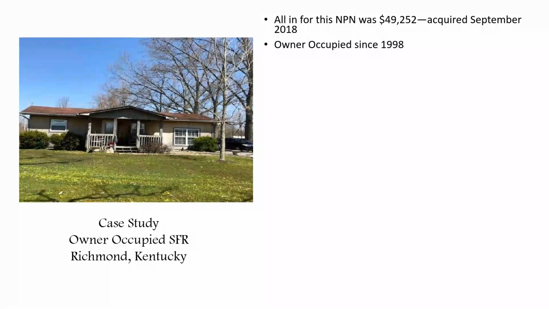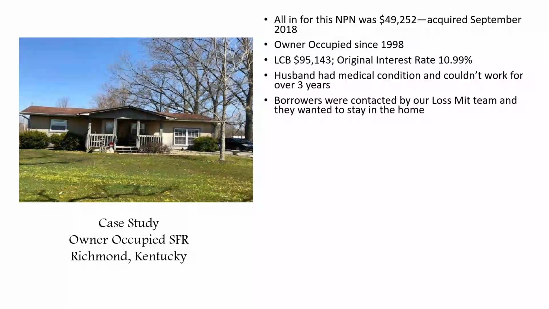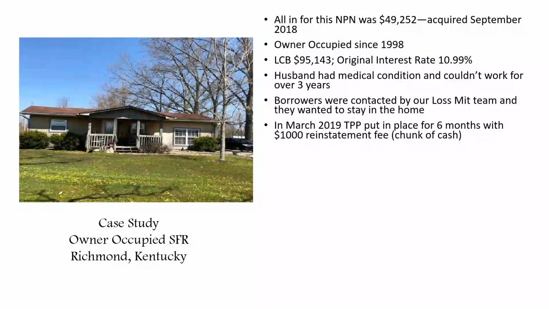Good due diligence showed me that I had a feeling that these people wanted to stay, which means I was going to be able to exercise my favorite exit strategy, which is reperform, and get them into a loan modification. They owed a legal collectible balance of 95,000. Their interest rate was really high at 10.99. The reason they went into delinquency is the husband had a medical condition. He couldn't work for 3 years. We used our third-party loss mitigation team and contacted the borrowers. They said, of course, they wanted to stay in the home.